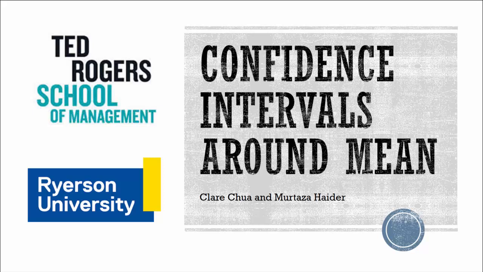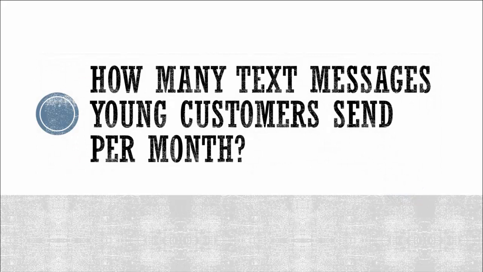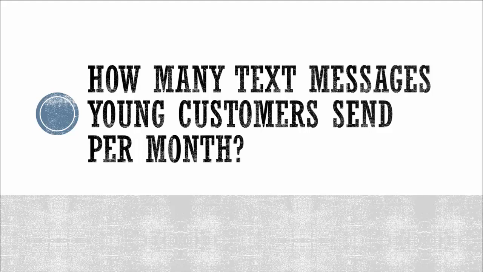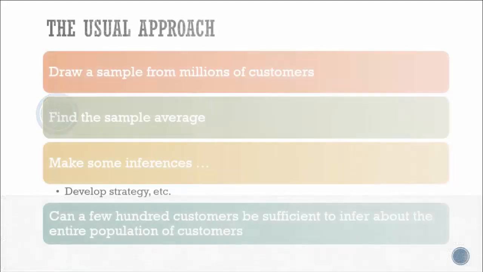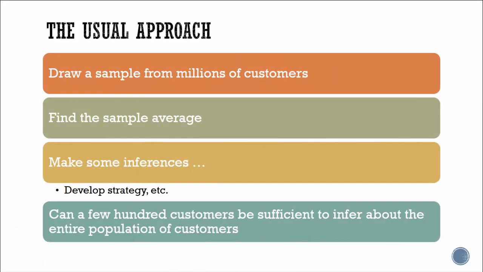In this video, we illustrate how to develop confidence intervals around a mean. Now, let's assume that we are trying to determine how many text messages a young customer would send in a month. The usual approach around this is that we draw a sample from millions of customers. If you are a big company like Bell or Rogers, you have millions of customers.